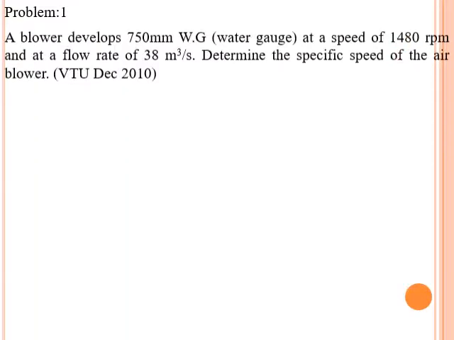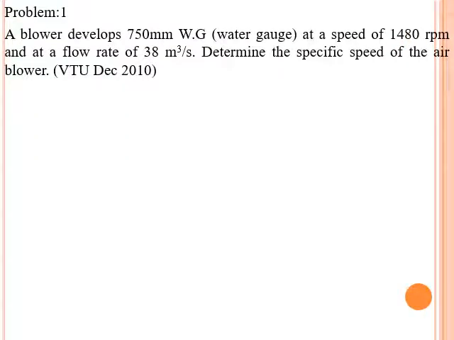Now we can solve some numericals related to these turbo machines. The first numerical: a blower develops 750 millimeter water gauge at a speed of 1480 rpm and at a flow rate of 38 meter cube per second. Determine the specific speed of the air blower. This question appeared in the VTU exam in December 2010.